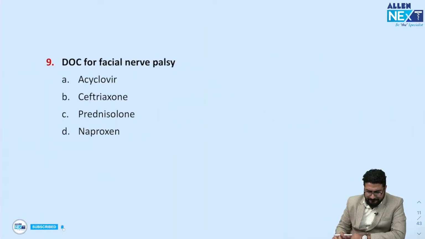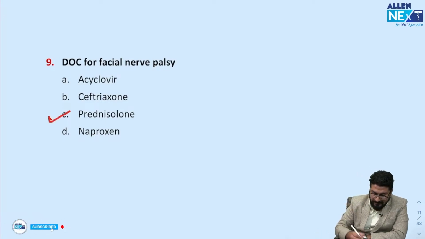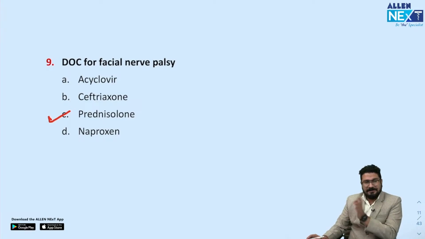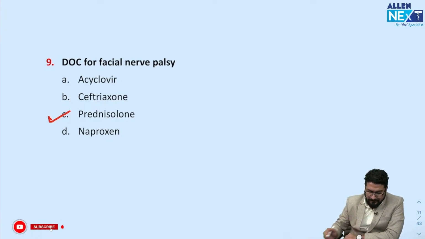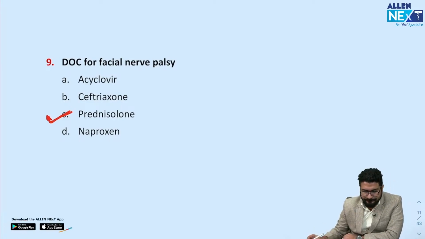Okay, moving ahead. Drug of choice for facial nerve palsy. So understand this, for facial nerve palsy, if you are getting a patient on time and you give steroid, then there is a good improvement in symptoms. Otherwise we can just give physiotherapy to the patient, but remember there are not much improvements later on. So try to start steroid as soon as possible. So drug of choice will be steroid. Steroid is the only option, what we have is prednisolone.